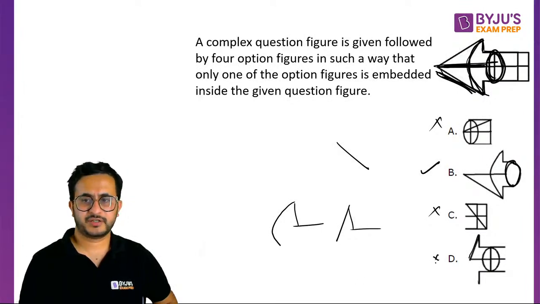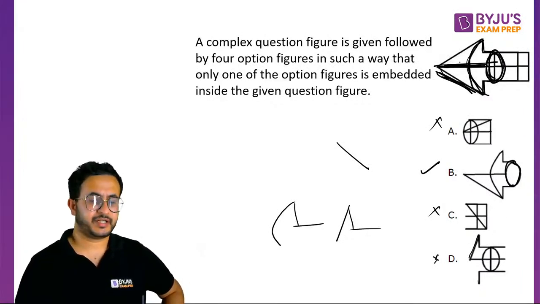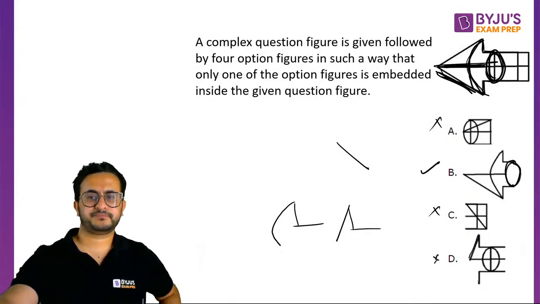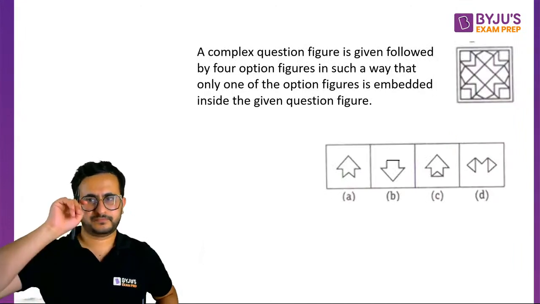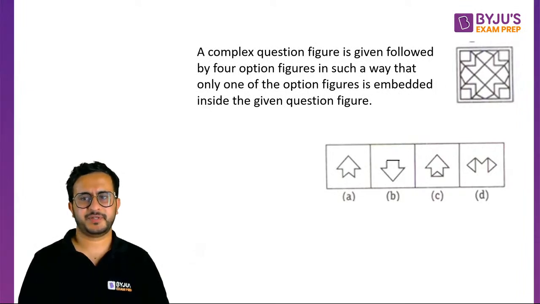Okay, so D is not correct. Okay, got it? Some of you were saying D has a straight line, but there is no straight line in this image. You have to find which of these images is embedded in this.